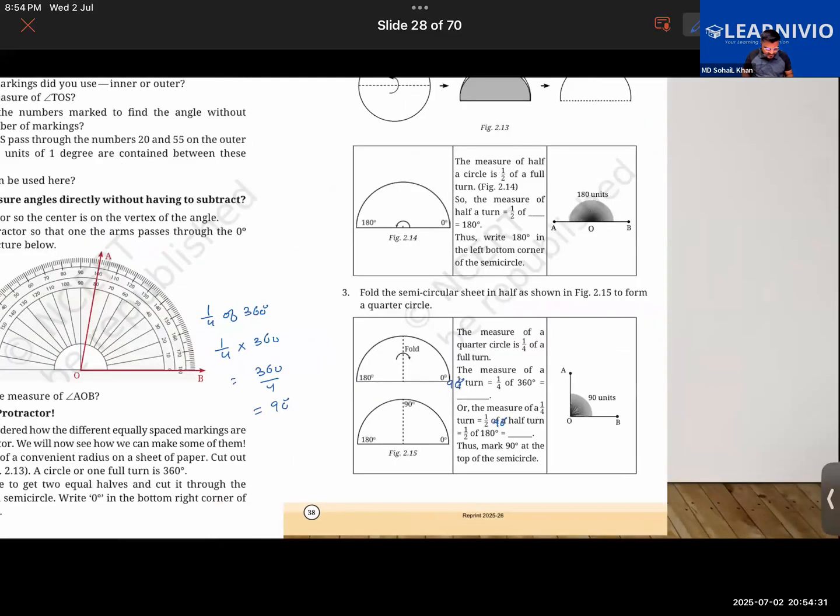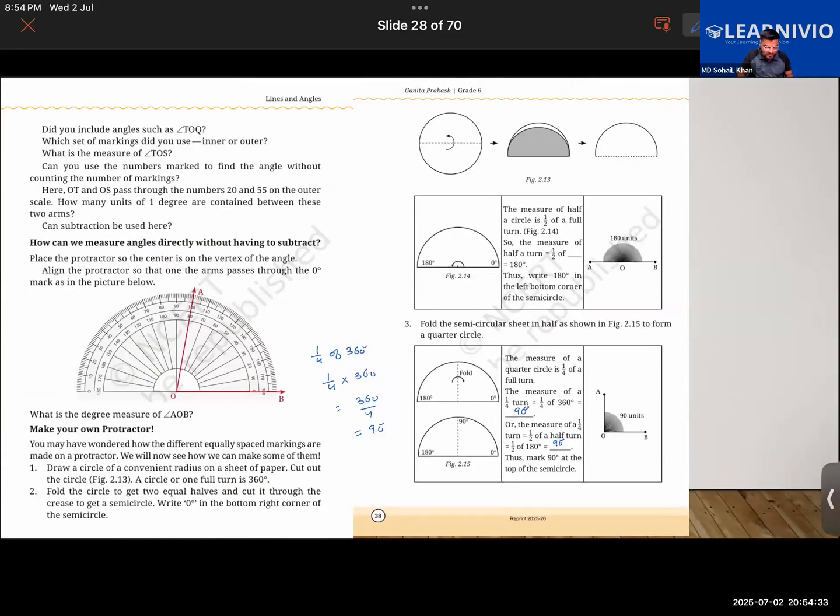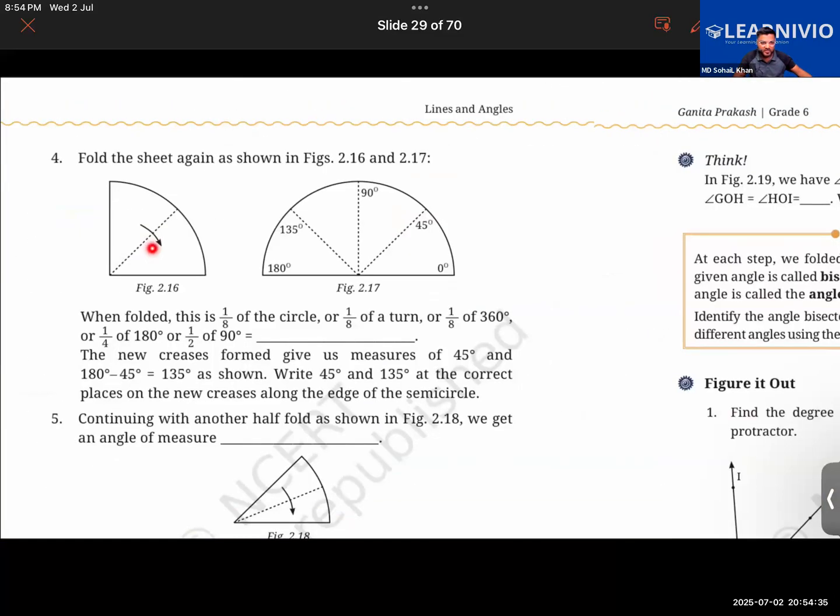Now next what you have done, you have again folded that sheet as shown over here, right? So now this is 1/8 of the circle. So 1/8 of 360 will be how much? 45. Exactly. That is 45 degree now. So along this crease, you are getting a 45-degree angle now, right?